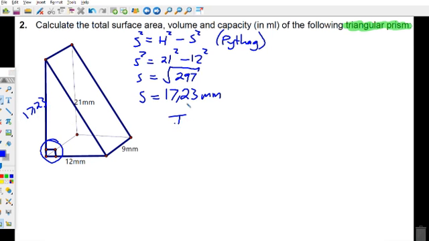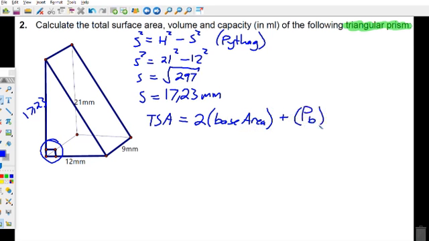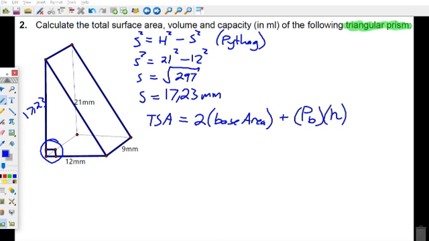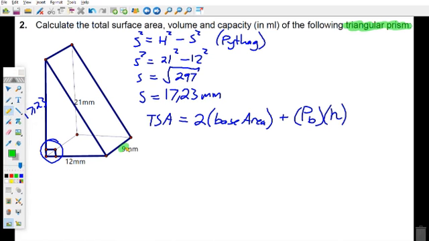So now we're going to start the totals. Total surface area is equal to 2 times the base area plus the perimeter of my base multiplied by the height. And again, where does that height come from? It's not the one we just worked out. It's the 9. It's the thing that's making it into a prism.